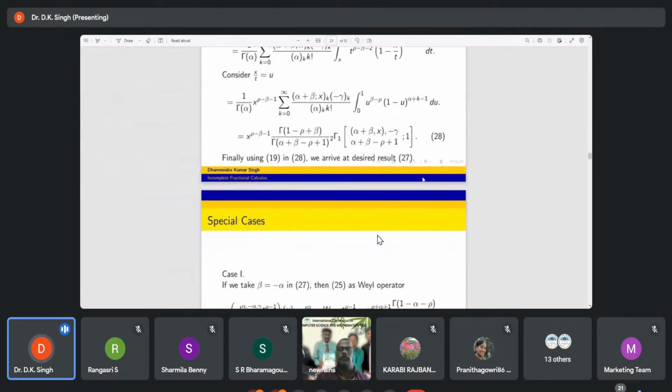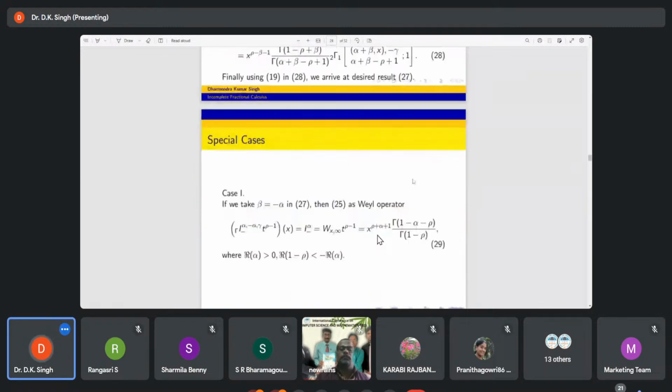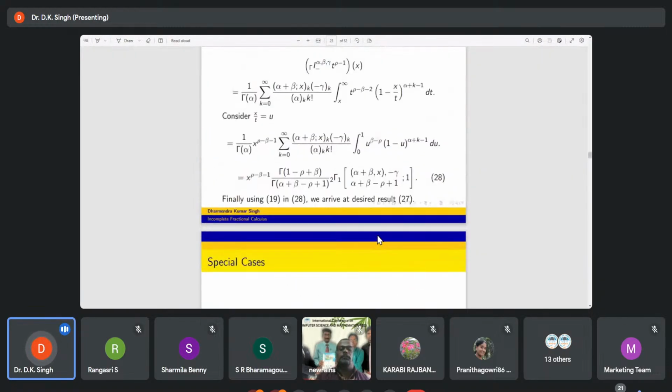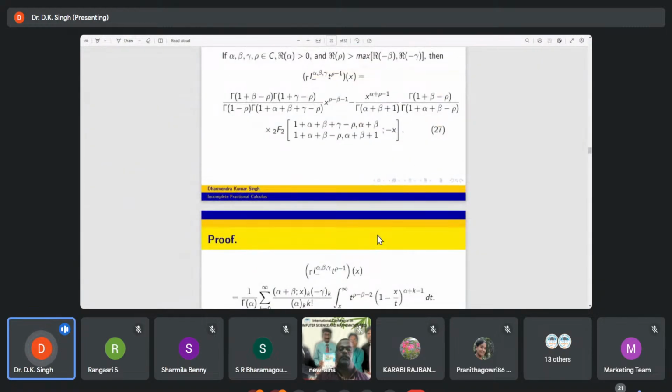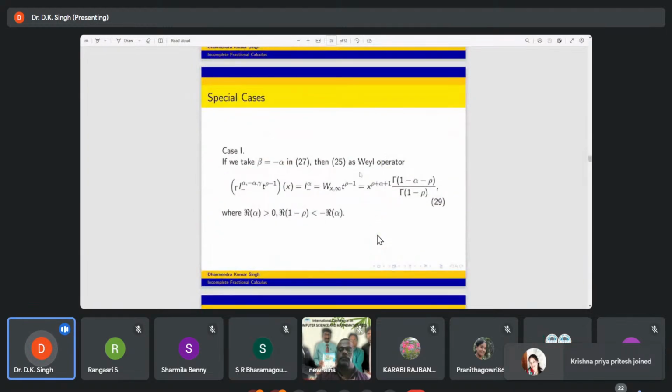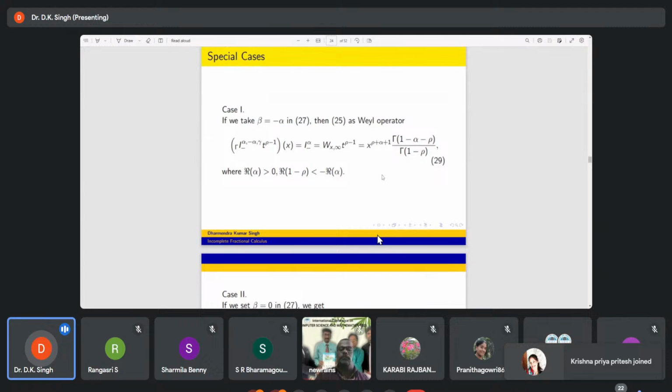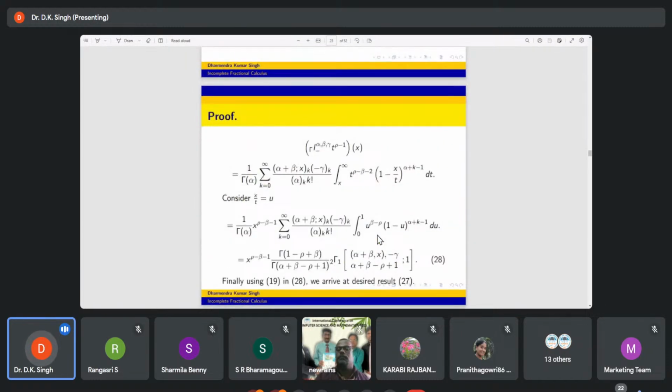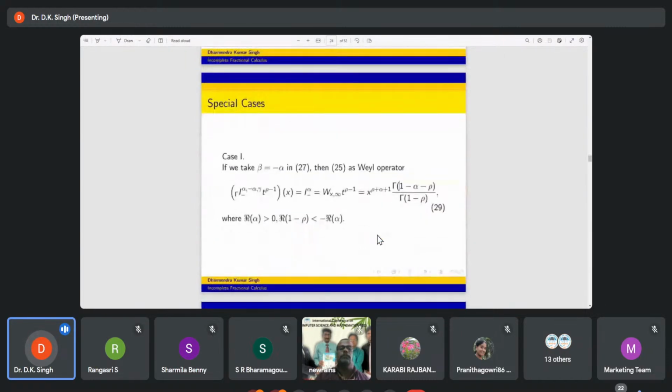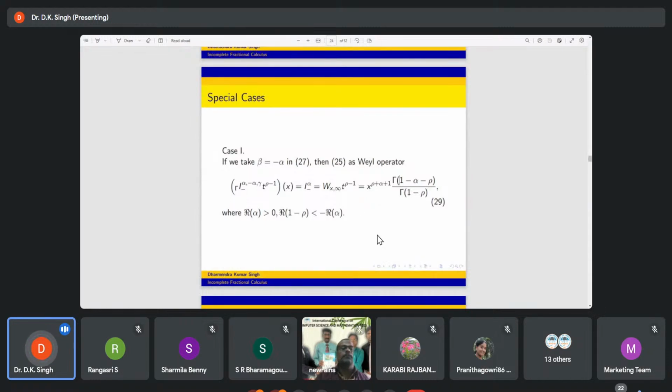Now we have some special cases. If you take beta equal to minus alpha in 27, then we have the Riemann-Liouville operator. The Riemann-Liouville operator is nothing but the classical fractional calculus formula. So if we take beta equal to minus alpha, we get the Riemann-Liouville operators, and these are the conditions: real alpha is greater than 0 and real 1 minus rho is less than minus real alpha.